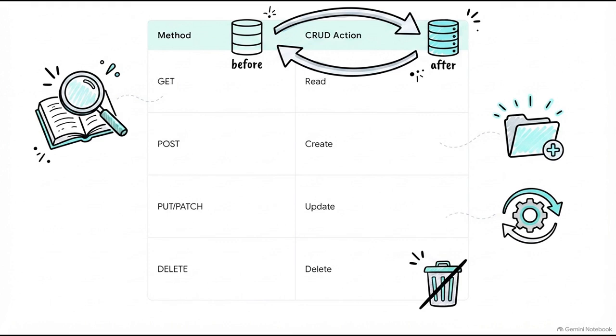If you want to read data, you fire off a GET request. Creating new data? That's a POST request. Updating uses PUT or PATCH, and to delete, well, you just use DELETE. It is a beautifully simple, uniform interface.